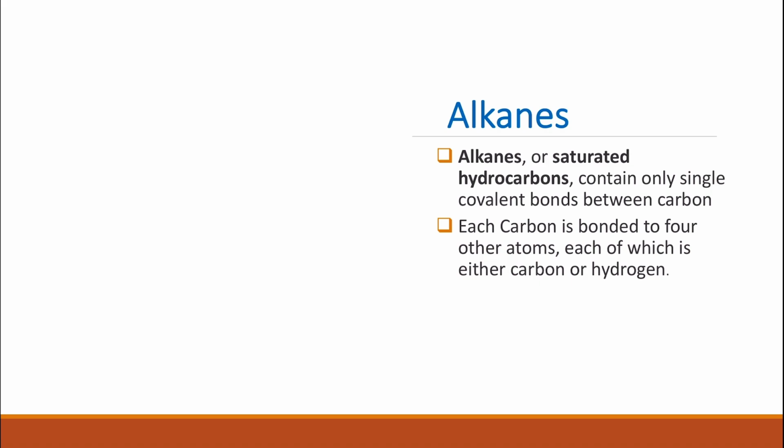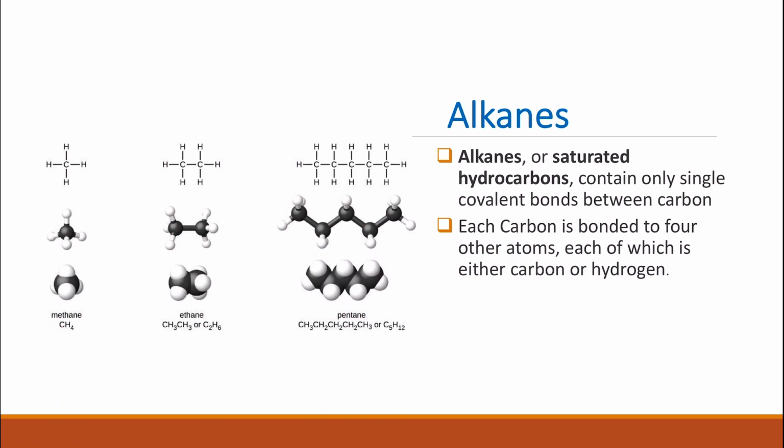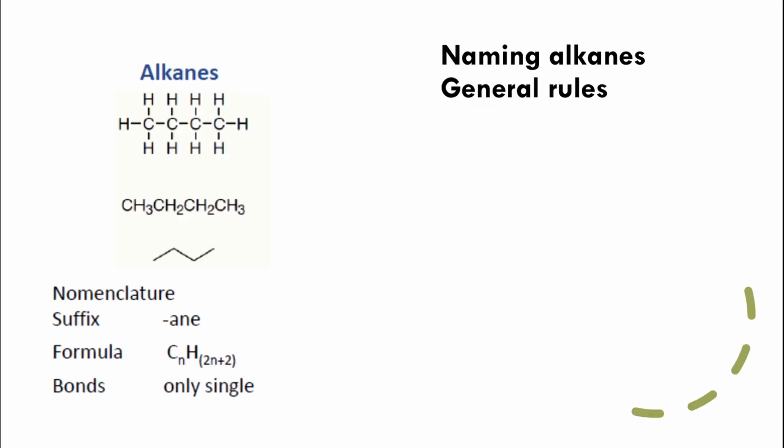We know that each carbon atom has to have four bonds, and these bonds could be with carbon or with hydrogen. Some examples of alkanes, as we can see, all of them have only single bonds. There are no double bonds at all, and all the bonds are either between carbon and carbon or between carbon and hydrogen. The general formula of alkanes is CnH2n+2. So for any number of carbon atoms, you need to have double this number plus 2 to find the number of hydrogen atoms.